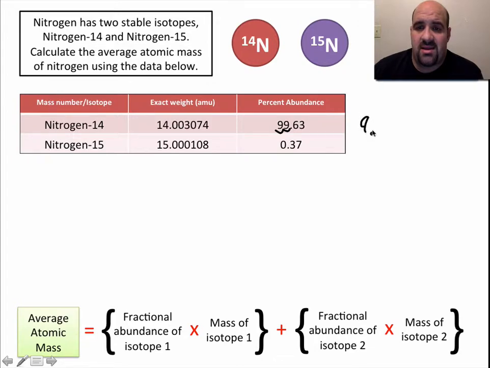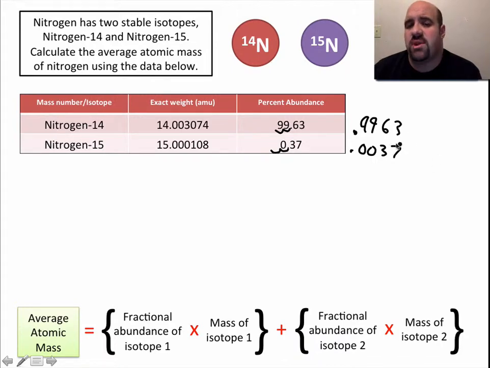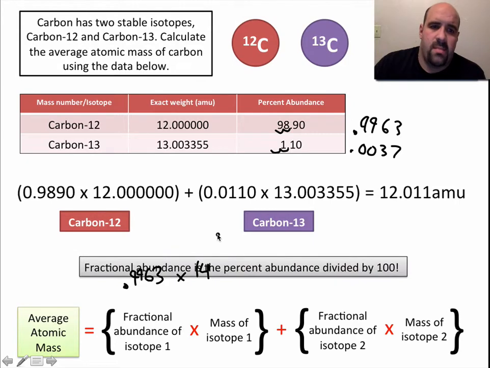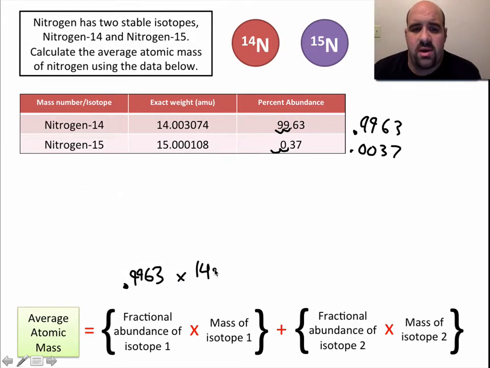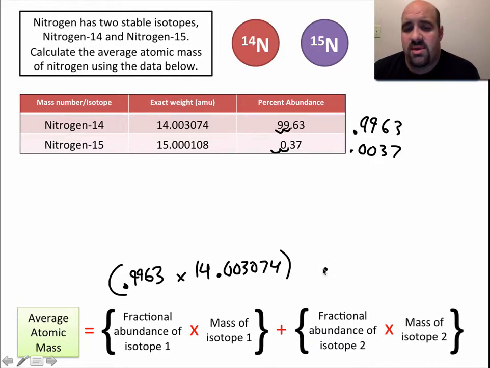So that's 0.9963. This one's going to be 0.0037. So these are our fractional abundances. We converted percent abundance into fractional abundance. So isotope 1, 0.9963 times 14.003074. And again, you do this for the other side. You're going to take 0.0037 and multiply it by this right here.